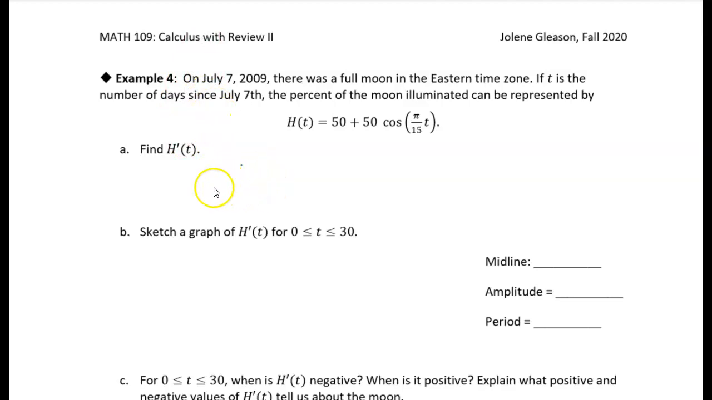So let's do that. Let's find h prime of t. All right. So first we have a constant. 50 is just a constant. Derivative of the constant is 0. So I'm not even going to write anything for that. And then we have a constant multiple of a cosine function, but then there's this constant inside of the cosine function. So let's write 50.